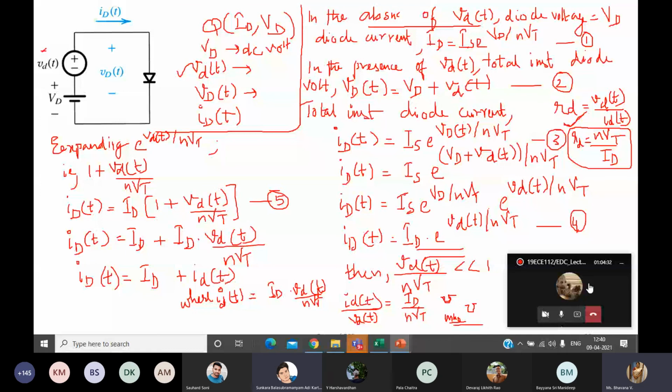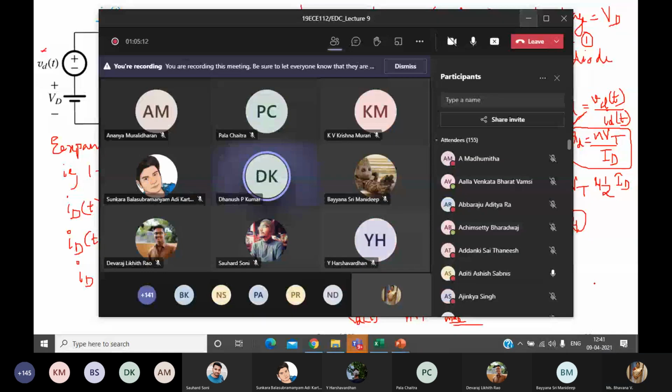Again, rd is equal to vd of t by id of t, that is, the reciprocal of conductance. So it will be equal to nVt by Id. What is the conclusion? rd is inversely proportional to Id. Can we say that 1 by rd is equal to small signal conductance? Yes, that is what I told. Is the derivation clear for you? Yes, ma'am. All of you understood? Yes, ma'am.